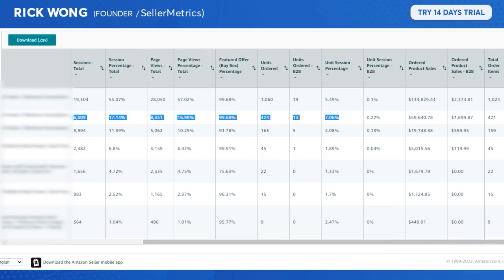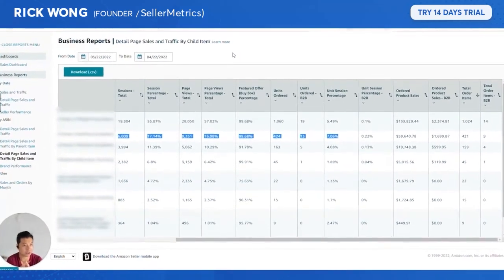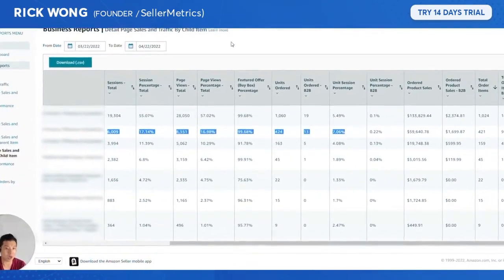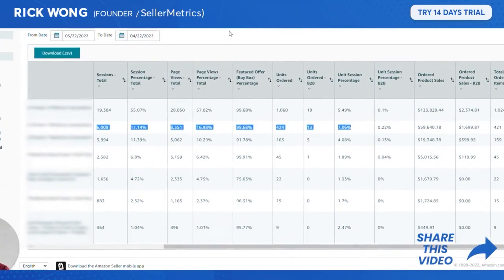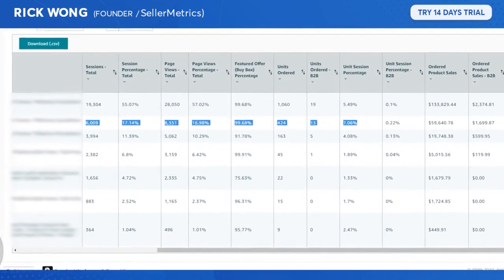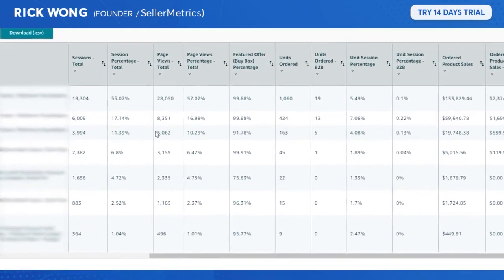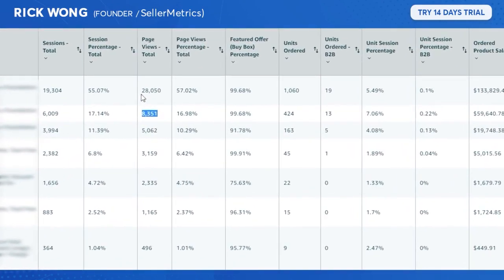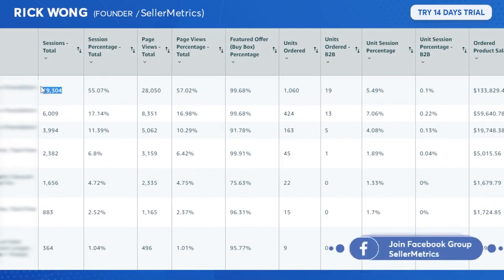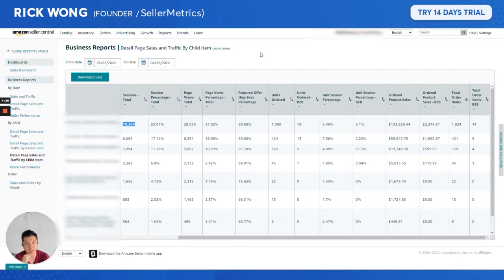Also, your page views and sessions tell a unique story. In situations where your product has a high average selling price, a lot of times you would run into situations where your page views will be significantly higher than your sessions. That's because if your product has a high average selling price, customers a lot of times will need multiple touch points and may see your product page multiple times before they make the purchasing decision.